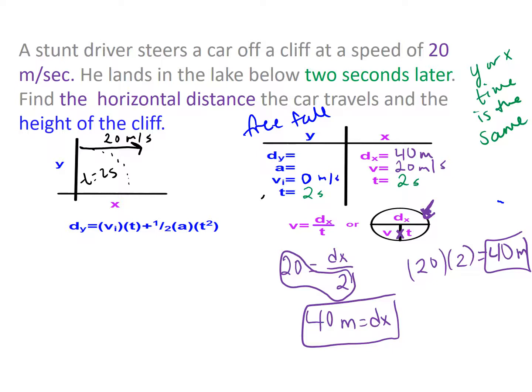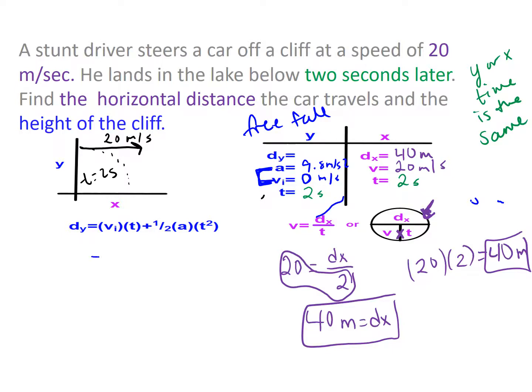And acceleration is always going to be 9.8 meters per second squared. And so for each of these problems, these two on the y component are always going to be the same. So you can at least have that already filled out for your y component. So let's find dy, or the height.